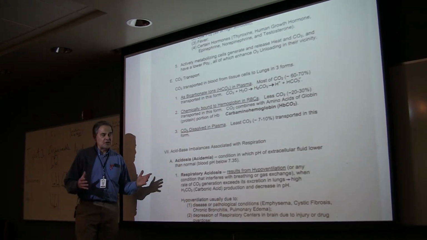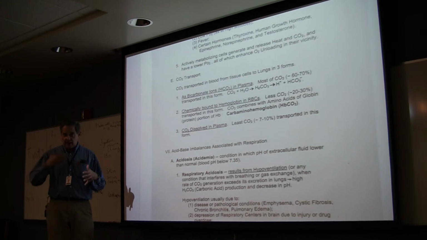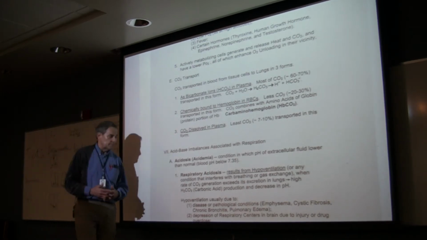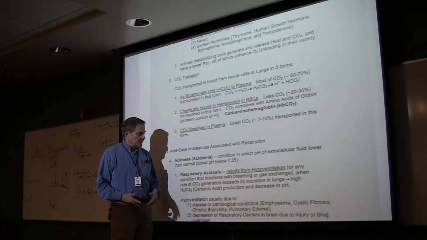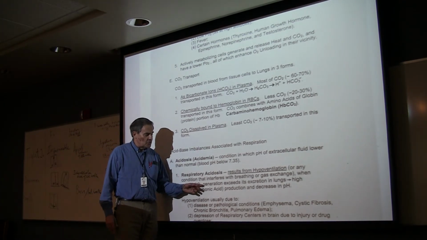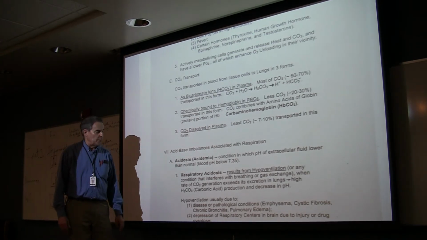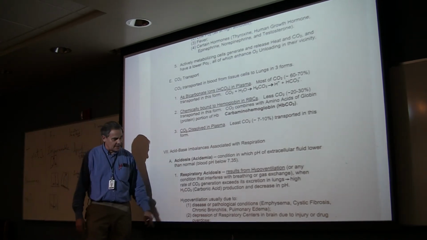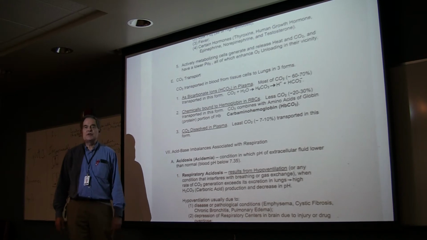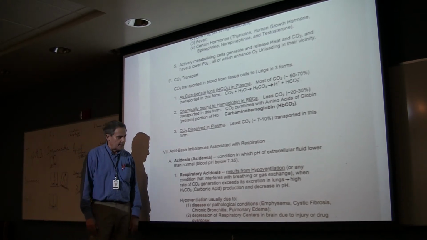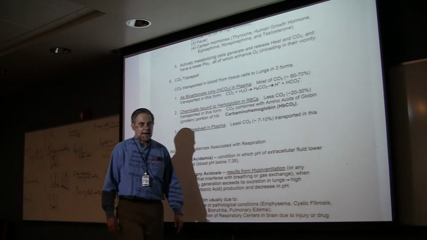In other words, any condition that interferes with breathing, taking air in and out of the lungs, or gas exchange in the lungs. Here, what happens is CO2 generation exceeds its excretion by the lungs. You build up high levels of carbonic acid, and the result is you decrease the pH. It becomes increasingly more acidic. What can cause hypoventilation?